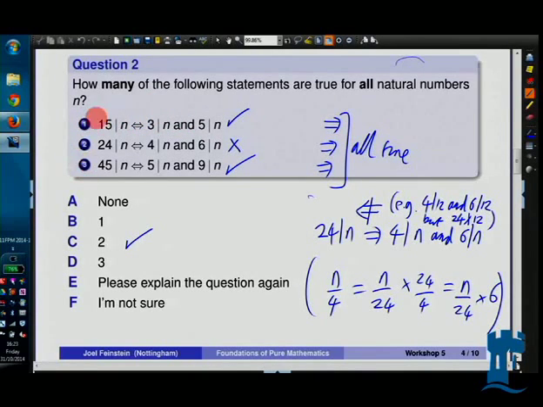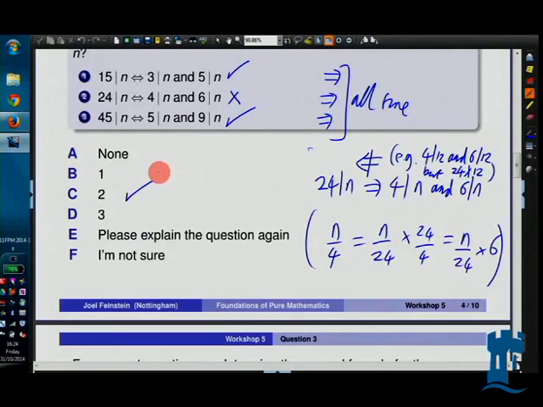Now, 1 and 3 are rather similar, though perhaps 1 is easier than 3. But again, the forward implication is easy. If n is divisible by 45, then of course it's divisible by both 5 and 9. But the other way around is less obvious. So why is it that if n is divisible by 5 and n is divisible by 9, n has to be divisible by 45? Well, the answer is, we look at the prime factorisation of n, and note that 9 equals 3 squared.